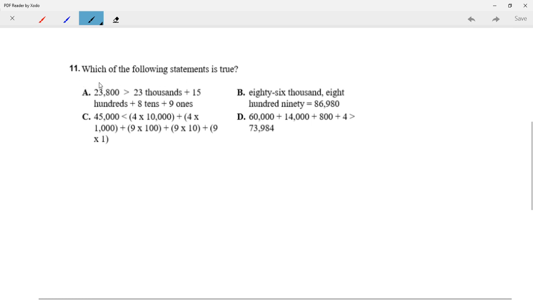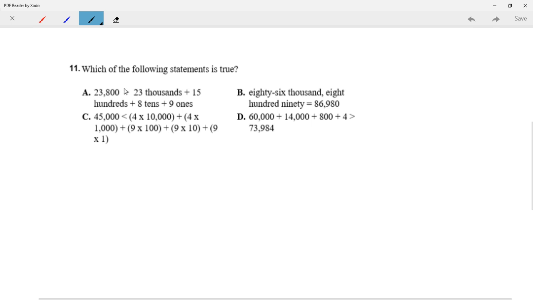This is a pretty straightforward problem. It says, which of the following statements is true? All we're doing is evaluating which one of these is true. Judging by the wording of the problem, 3 of these will be false, and 1 will be true.